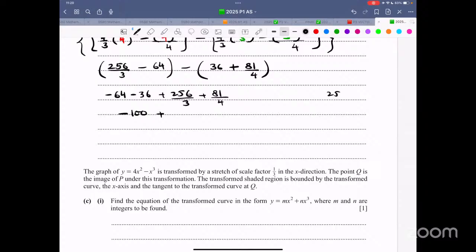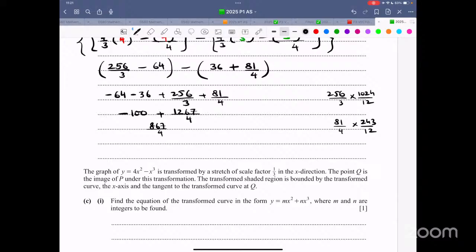So 256 over 3, 81 over 4, multiply by 3, make it 12. So this is 243. Multiply by 4, make it 12. So that's 1024. And 1024 plus 243, so that is 1267 over 4. 1267 over 4. And then 1267 minus 400, that is 867 over 4. If I'm not mistaken, this is what I'm getting. And let's see, so now this is 867 over 4, something like that.